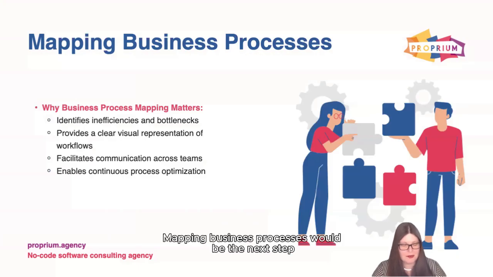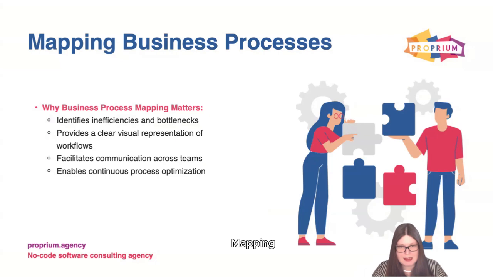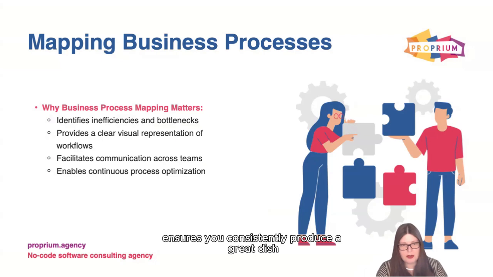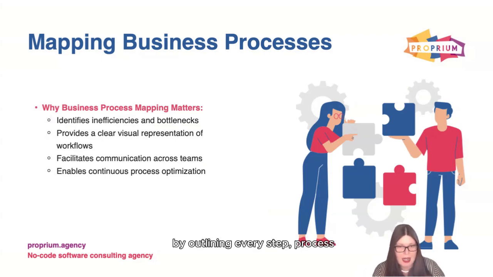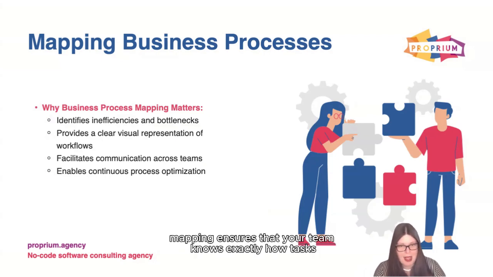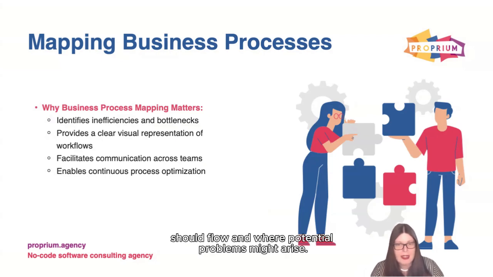Mapping business processes would be the next step after we have done all the preparation and we've thought about our situation. So basically, mapping processes is like creating a detailed recipe for your work. Just as a recipe ensures you consistently produce a great dish by outlining every step, process mapping ensures that your team knows exactly how tasks should flow and where potential problems might arise.